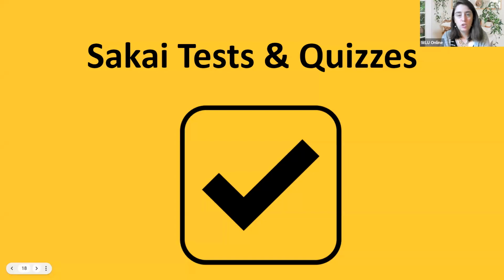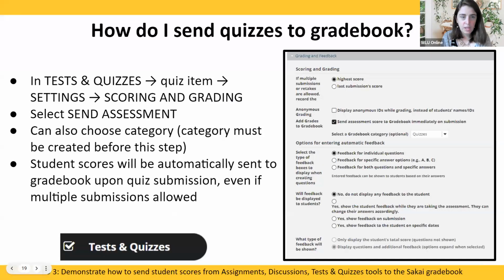Now let's go to the tests and quizzes tool. When you create one in Sakai and you have a quiz item, in the scoring, you want to send the items to the gradebook. So if you have a multiple choice, true or false or whatever, it's going to grade for you. It's going to have a score. Once that student submits, it automatically goes to the gradebook. So this is actually the easiest for instructors because you're kind of hands off once you've built it.